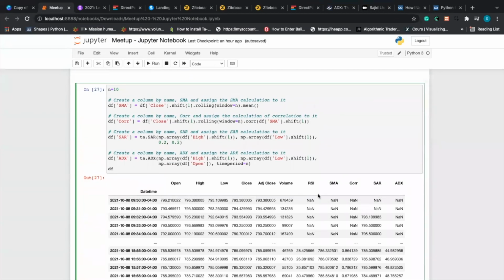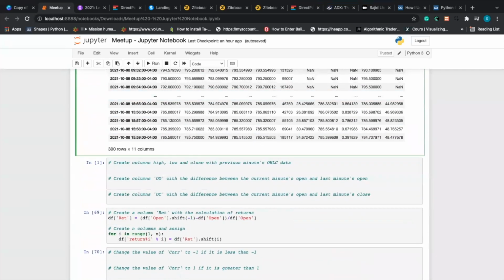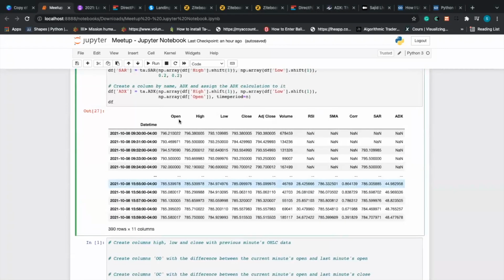So what we have just done is add 4 different indicators. Before going further, we are going to pass the high, low, open, and closing price for the previous minute data. Essentially, we are going to take all these values and give them to the previous minute data.